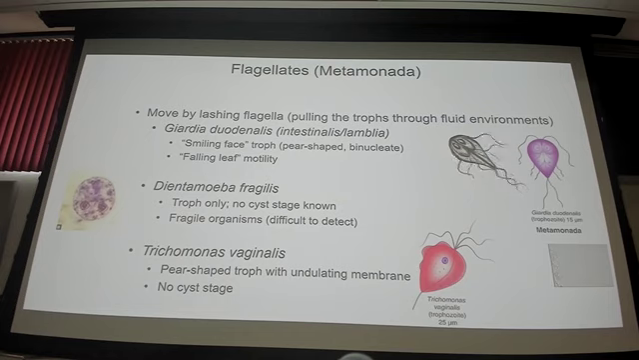Dientamoeba fragilis, this is what we were talking about yesterday a little bit when we were talking about pinworm infections. No cyst stage, trophozoite only. They are difficult to detect, but if you do see them, they have those distinct 2 nuclei, Dientamoeba. That's the name, fragilis, fragile, 2 nuclei. And then finally, T. vaginalis has a distinctive morphology as well. We'll take a closer look at that. That also has no cyst stage. So 3 flagellates.